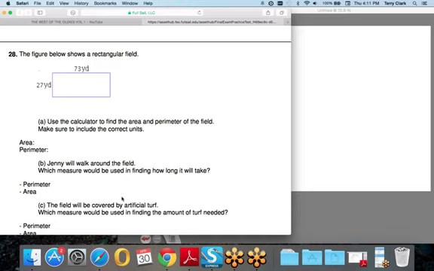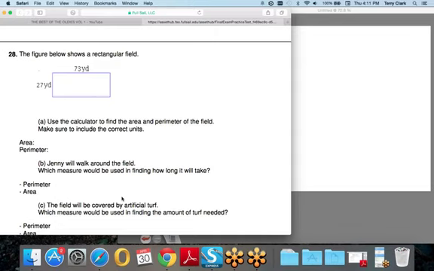Okay, the figure below shows a rectangle field. Use the calculator to find the area and perimeter of the field. Make sure to include the correct units. Optimum word, units. Okay, so we got to find the area and the perimeter, or state which one is this.